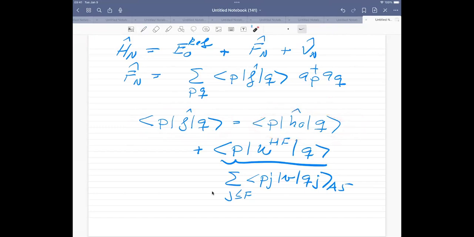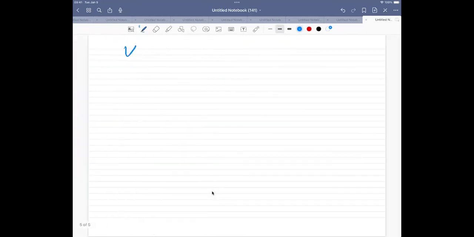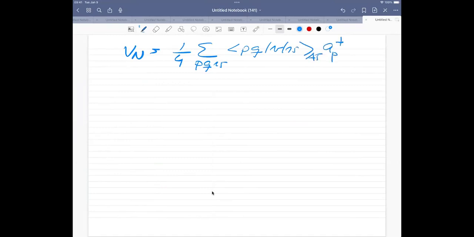Okay, and then we have the next term, which is the interaction piece. And that is simply given by the standard two-body operator. And this is where we will stop in this course. So we are not going to deal with the three-body interactions or more complicated ones. And then we have a_p†, a_q†, a_s, and a_r.